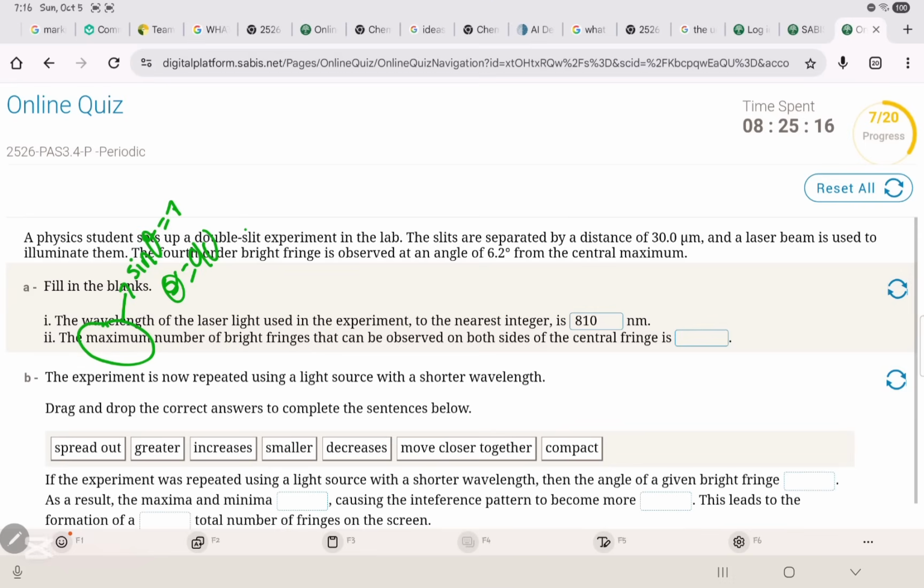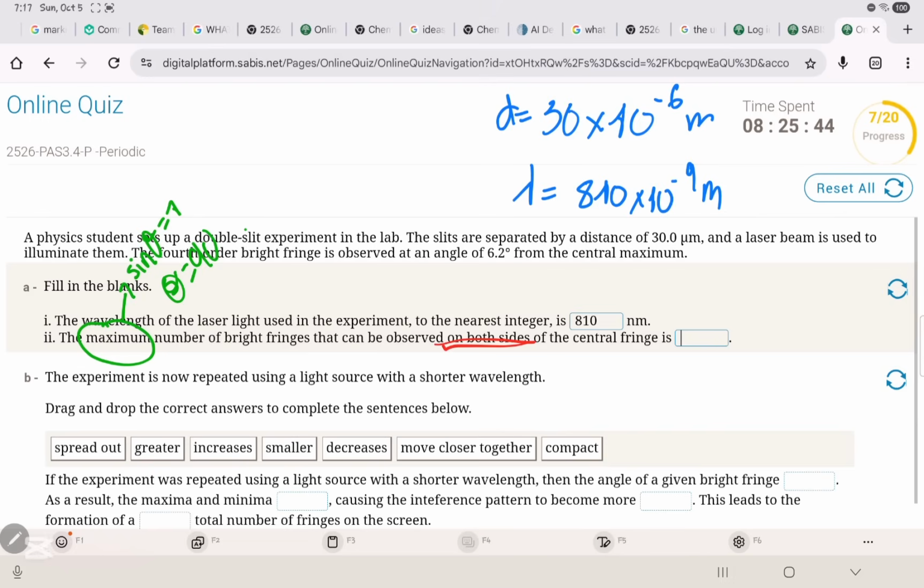90. We know that d is equal to 30 times 10 to the power of minus 6 meters, and we found lambda to be 810 times 10 to the power of minus 9 meters. Perfect. So they want us to find the maximum number of bright fringes observed on both sides, meaning up and down, and we include the central brightness. So let us solve it.